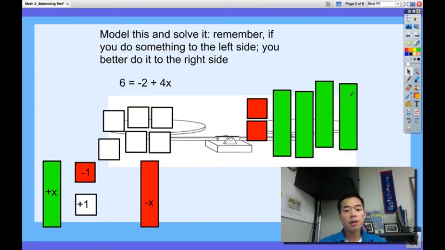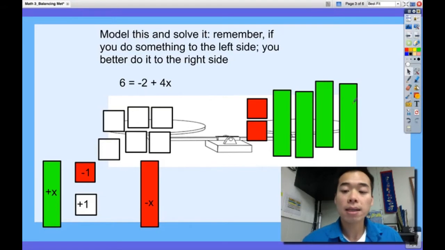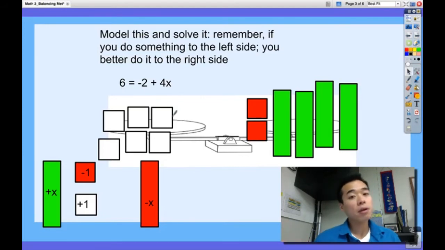Alright, so if you look on here, I need to figure out how many white tiles are in each of these green tiles to make the right side and the left side balance. So what I need to do is I'm going to get all my variables and all my numbers on one side and the other. So since there are already 4 green tiles on here, I'm just going to leave that. And I need to get rid of these 2 red tiles. In order to do that, I'm going to add, called the additive inverse, 2 positive white tiles.